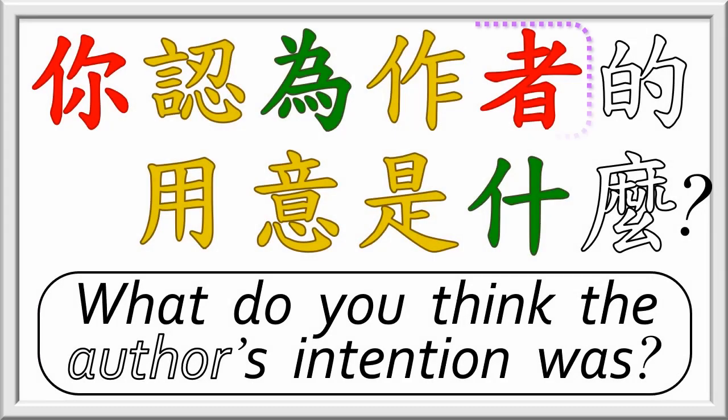Today, this character means to do, make, act, and even to compose. We'll start with the meaning of composing literary works. 作者 and 作家 both mean writer or author. 作品 and 著作 are his or her written works. 创作 is a person's creative, artistic, or literary work. 你认为作者的用意是什么? What do you think the author's intention was?